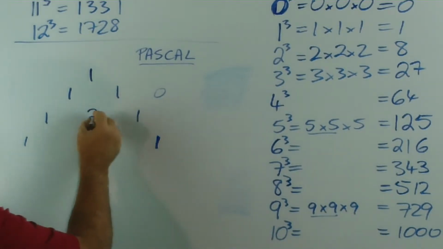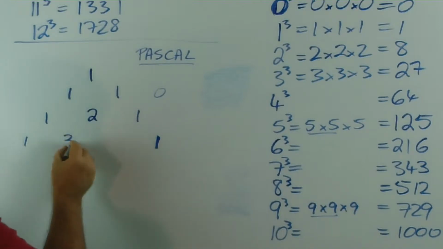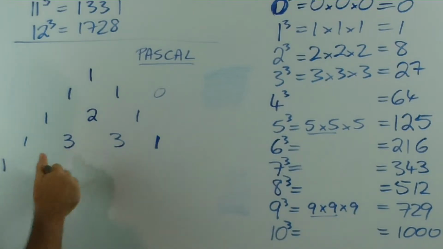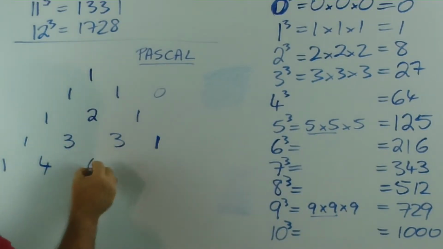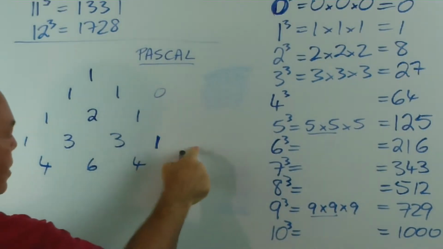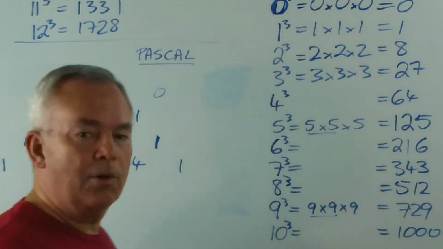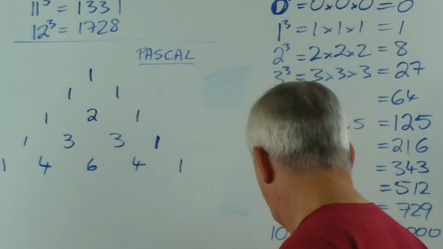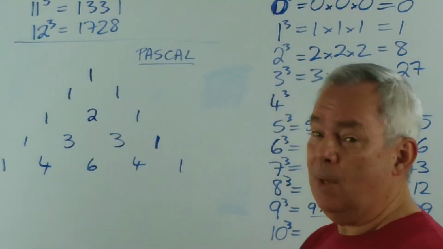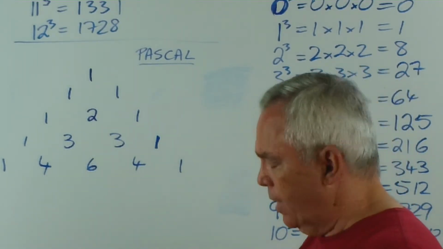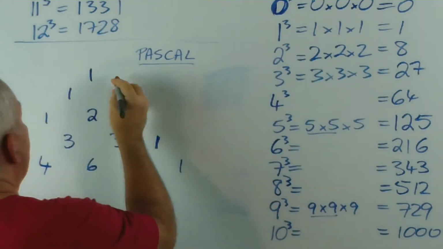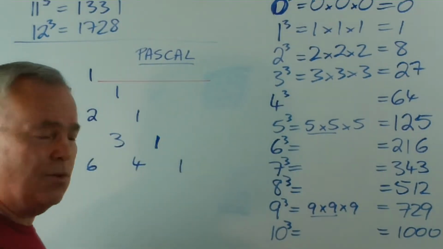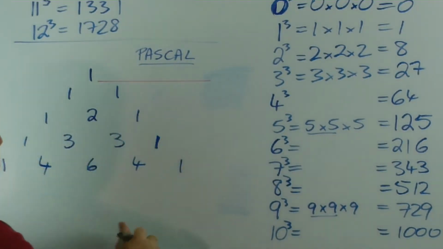1 plus 1 is 2, 1 plus 2 is 3, 2 plus 1 is 3, 0 plus 1 is 1, 1 plus 3 is 4, 3 and 3, 6, 3 and 1, 4, 1 and 0, 1, and you could go on forever and ever. But there is an interesting little property that this triangle has. It has many fascinating properties, but this one I want to draw to your attention, and when I eventually create some videos about Pascal's triangle, I will explain why this is true.